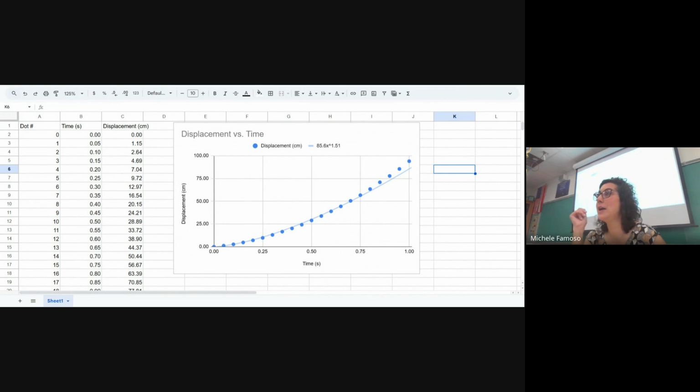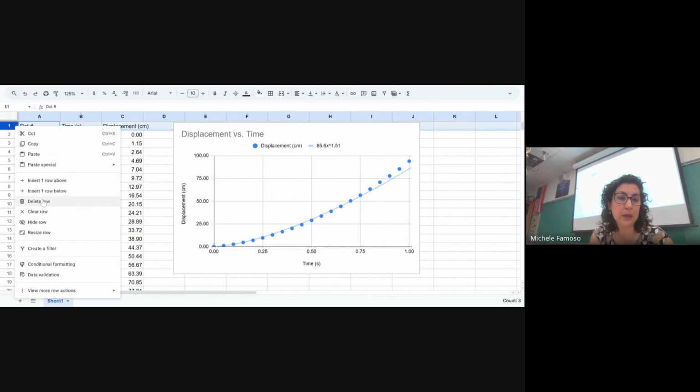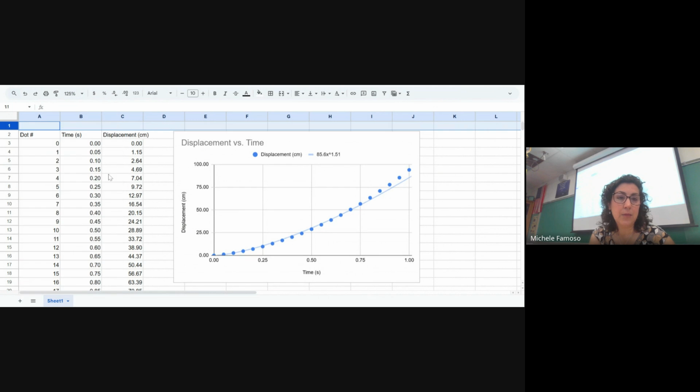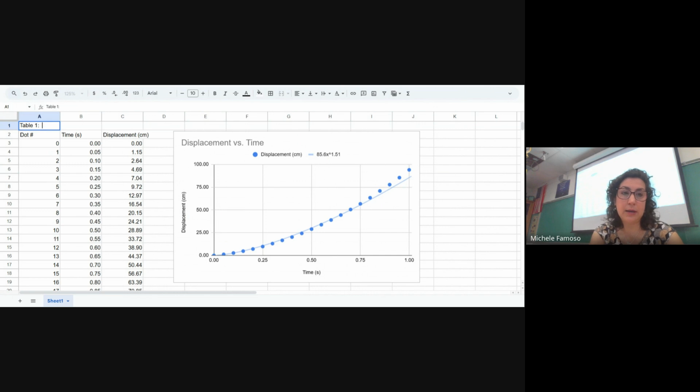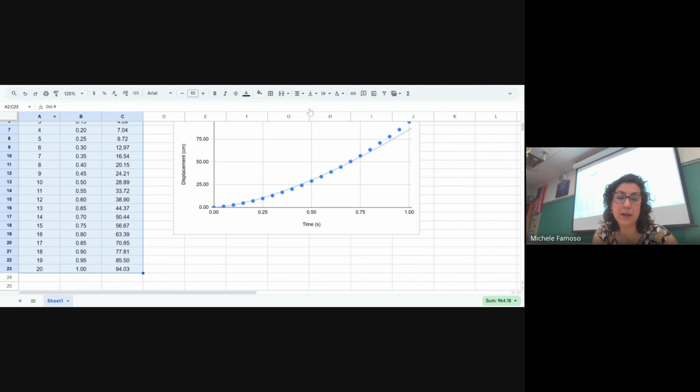I got to linearize it. Okay. So what I'm going to do is I'm actually going to insert a row above this data table, and I'm going to call this table 1, which is displacement versus time data. I'm also going to format things so everything in this table looks nice and pretty so I can just copy and paste it into my Google Doc later by centering all the data in the cells.